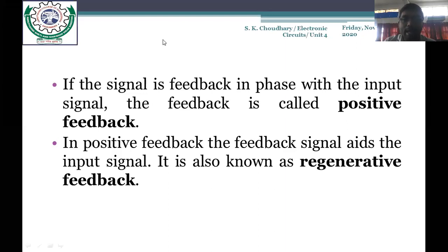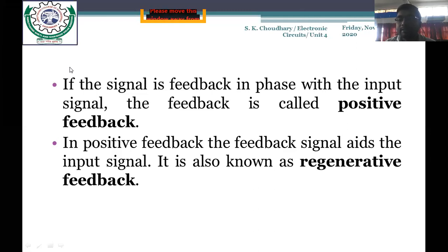Can anyone tell me the application of positive feedback or regenerative feedback? In which particular circuitry do we add the output signal to the input signal as feedback? Anyone from your class? 51 are attending, so anyone please answer. We learned the application of positive feedback in the second unit. No response. It is a very simple answer.